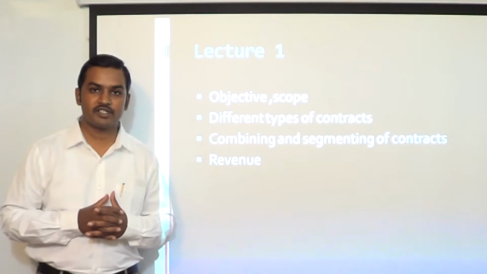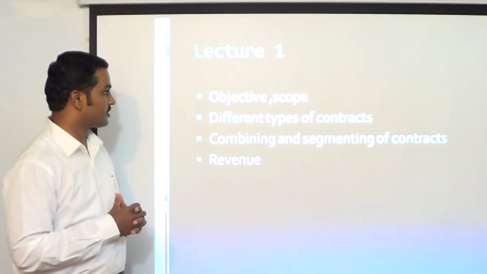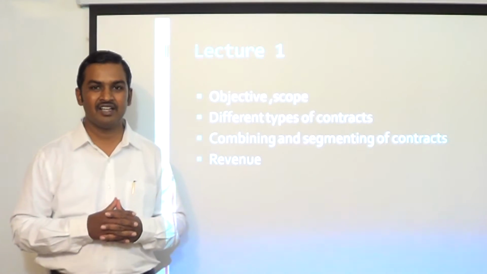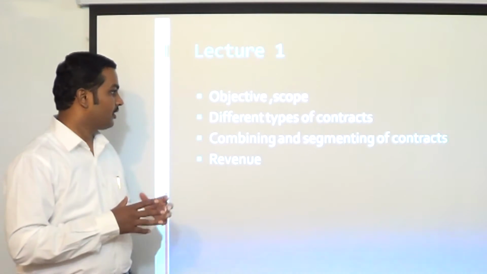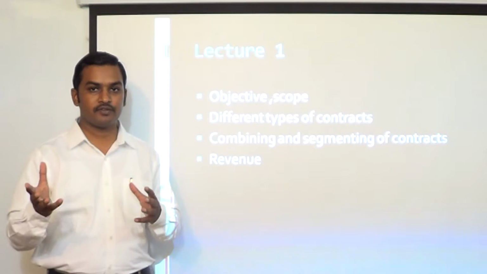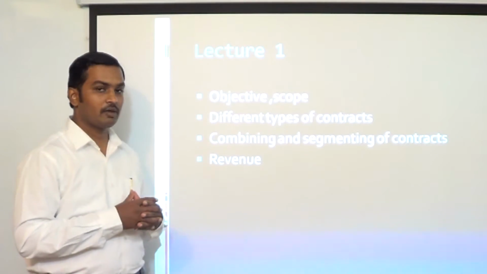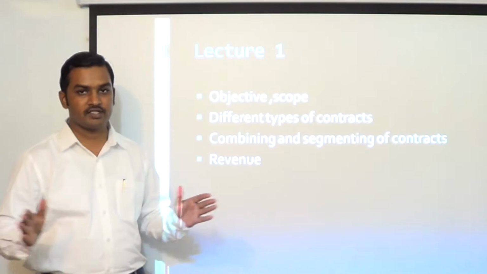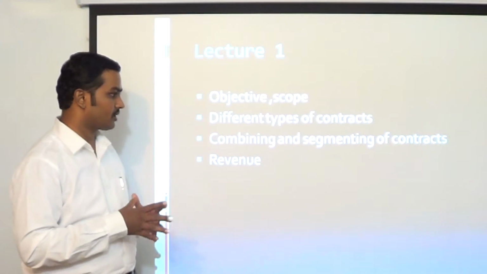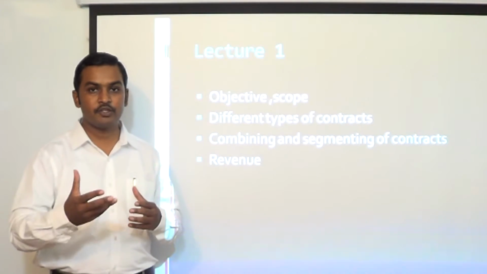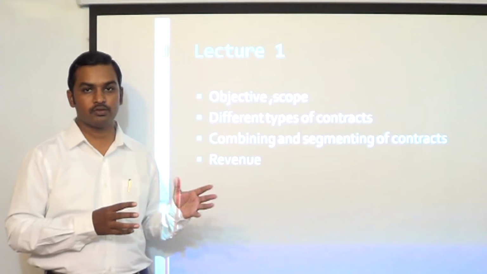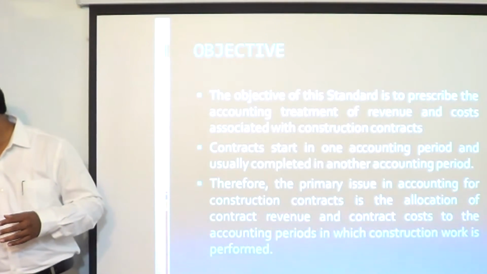So what are we going to discuss in this particular lecture? We are going to discuss the objective of the standard and the scope of the standard. We are also going to discuss different types of construction contracts. We will learn about combining of construction contracts and segmentation of construction contracts. We will also learn about what is revenue in a construction contract. So this is what we are going to deal with in this lecture.